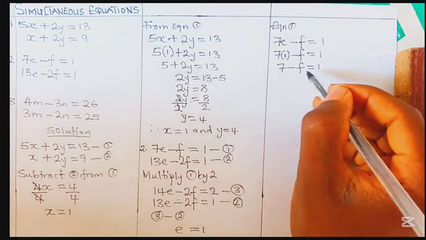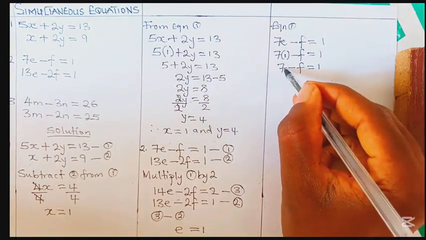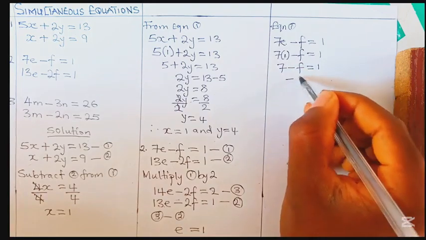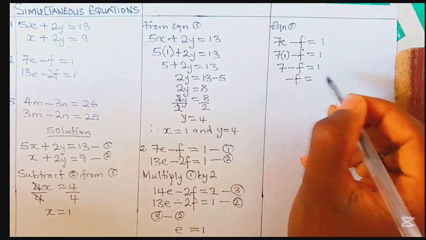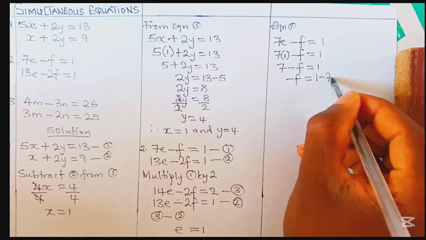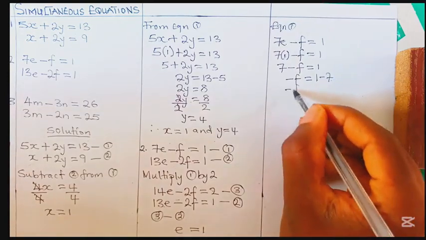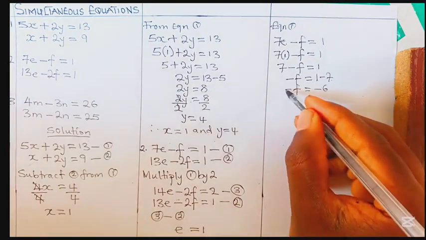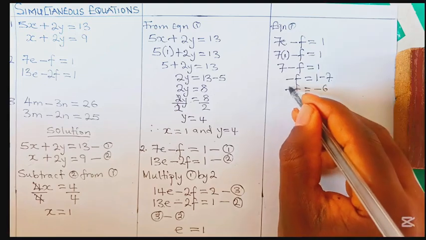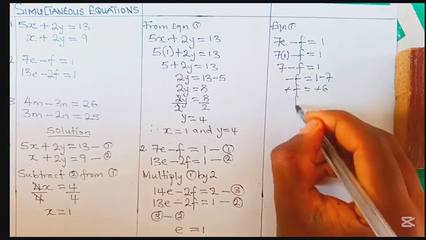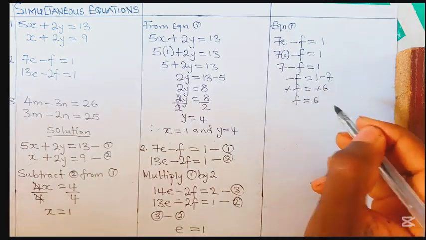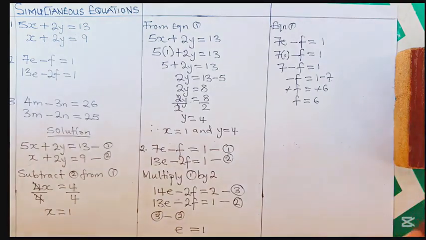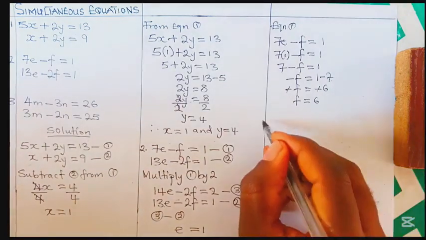So what do we do? We collect like terms. Plus 7 crosses this to become minus 7 on the other side. So we have minus f on this side is equal to 1 minus 7. So minus f will be equal to 1 minus 7, we have minus 6. So since we have minus f and minus 6, the minus will cancel the minus and f is equal to 6. That's that for number 2. And we have number 3.